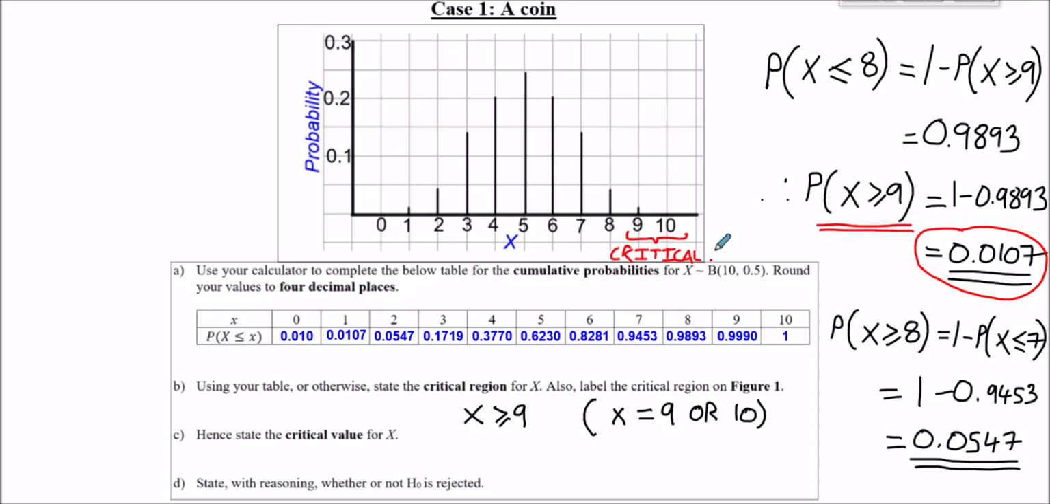So critical region. Now, if something isn't in the critical region, the other region which causes us to accept H0, you might be able to guess, if it's not the critical region, it's going to be the acceptance region. And so everything else is where we wouldn't reject H0. And so from 0 through to 8 is where we wouldn't start thinking that the coin is biased towards heads. So this is called the acceptance region for H0.